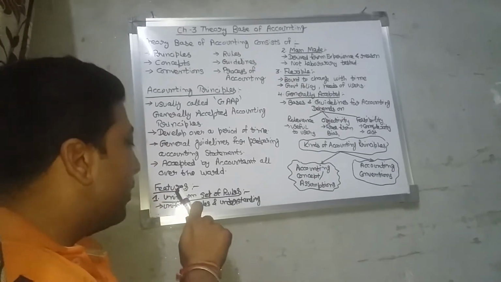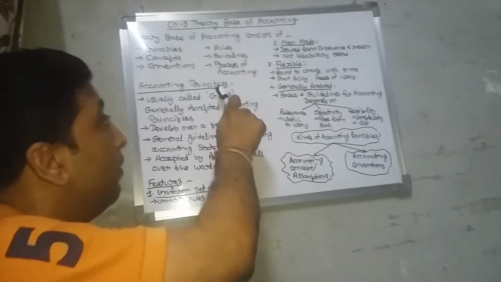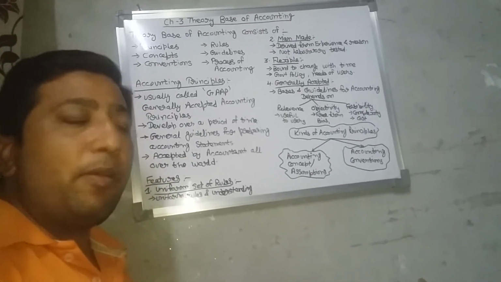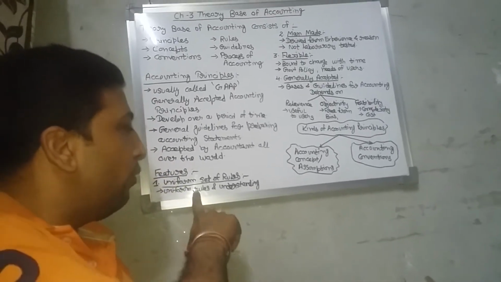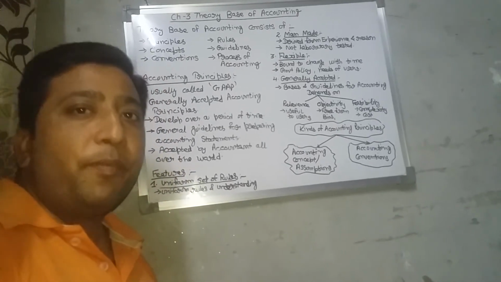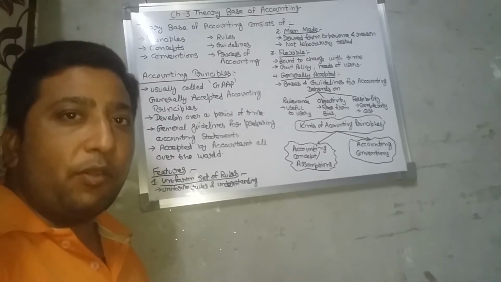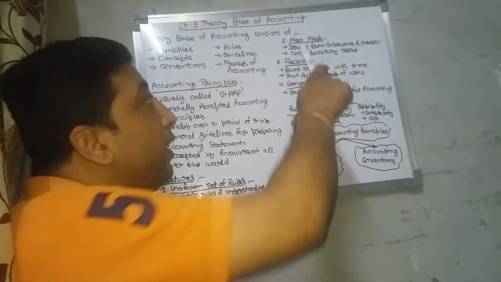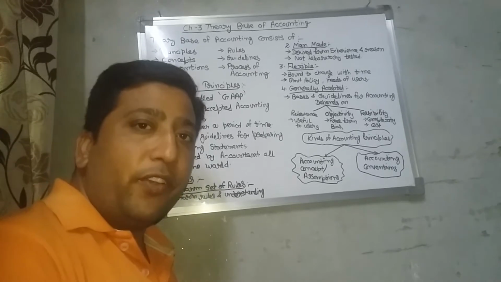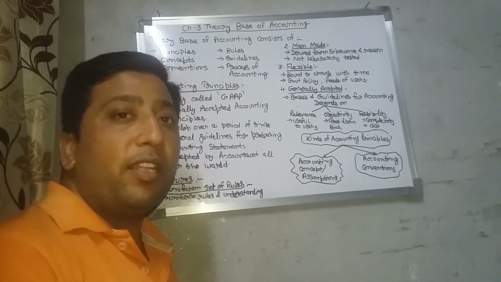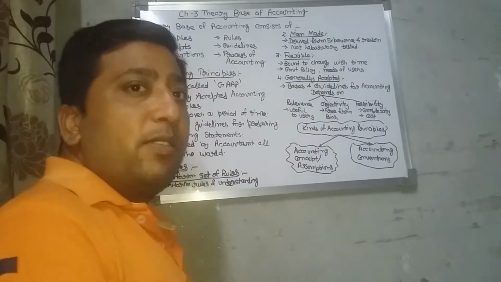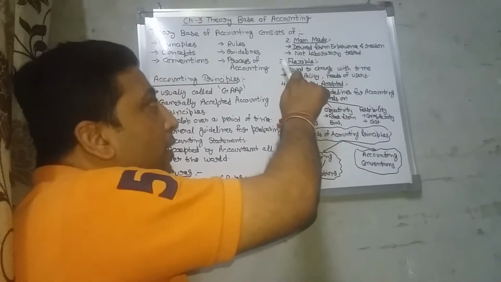Next, what are the features of accounting principles? First is uniform set of rules, because this is applicable all over the world. So uniform rules have to be followed all over the world while preparing accounting, and understanding should be there. Second one is man-made. The accounting principles are not laboratory tested. It is prepared by man on the basis of their experience, their practice, and the reasons why this principle has been made.